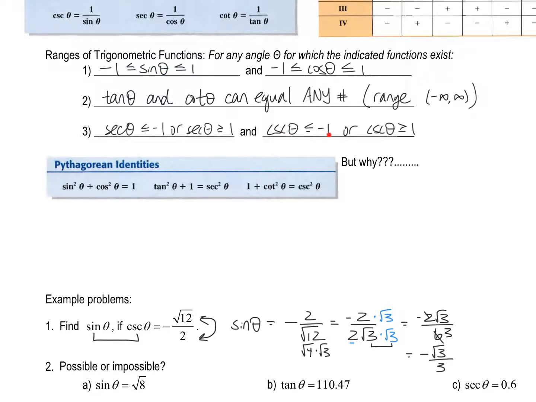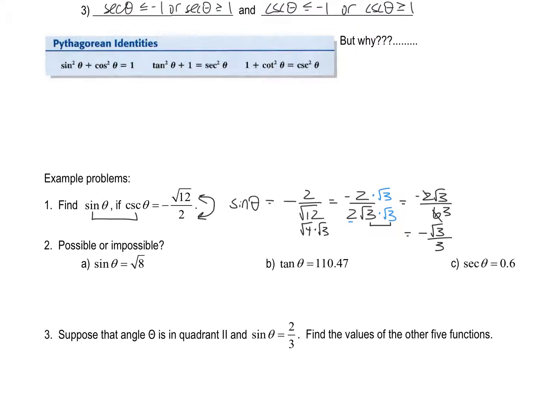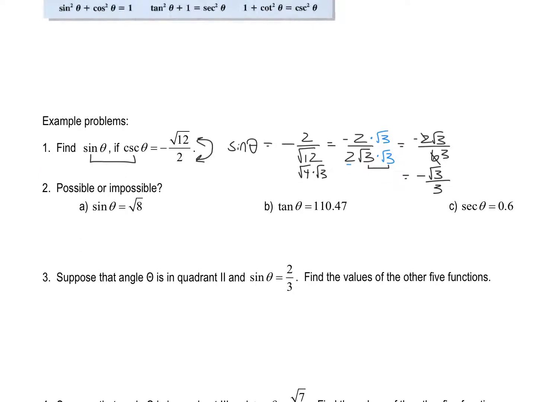So the cosecant of theta has to be less than or equal to -1 or greater than or equal to 1. So think about the outsides versus the insides. And then cosine and secant also go together. So that was a long-winded explanation for how we do these impossible or possible problems.